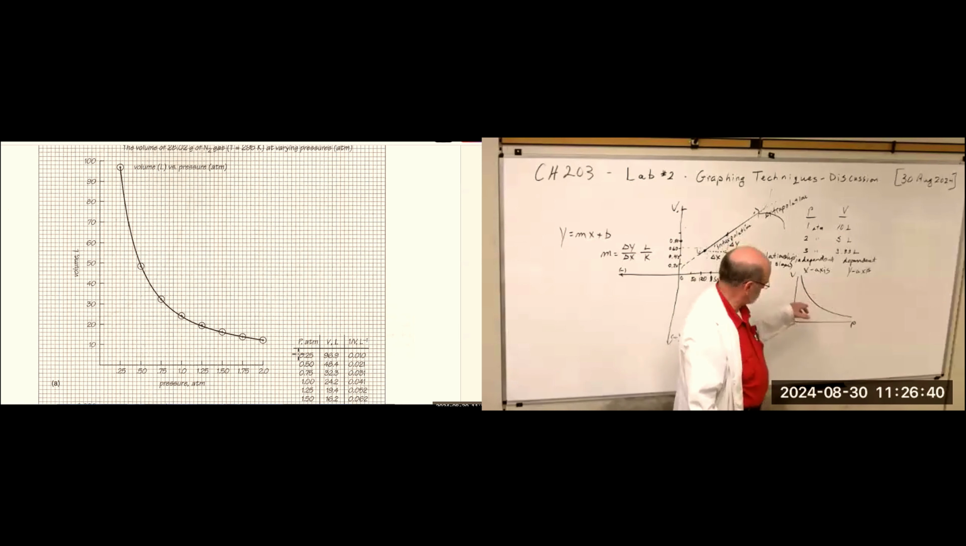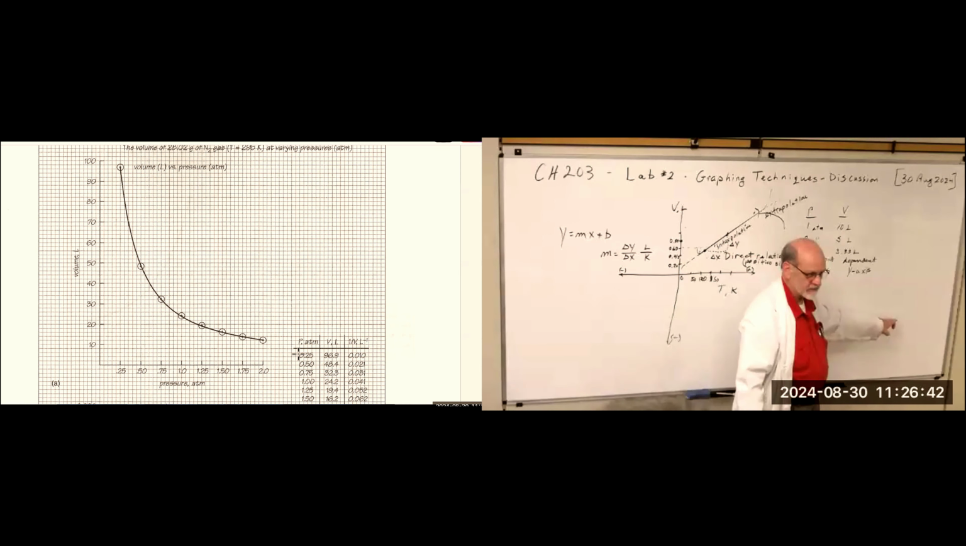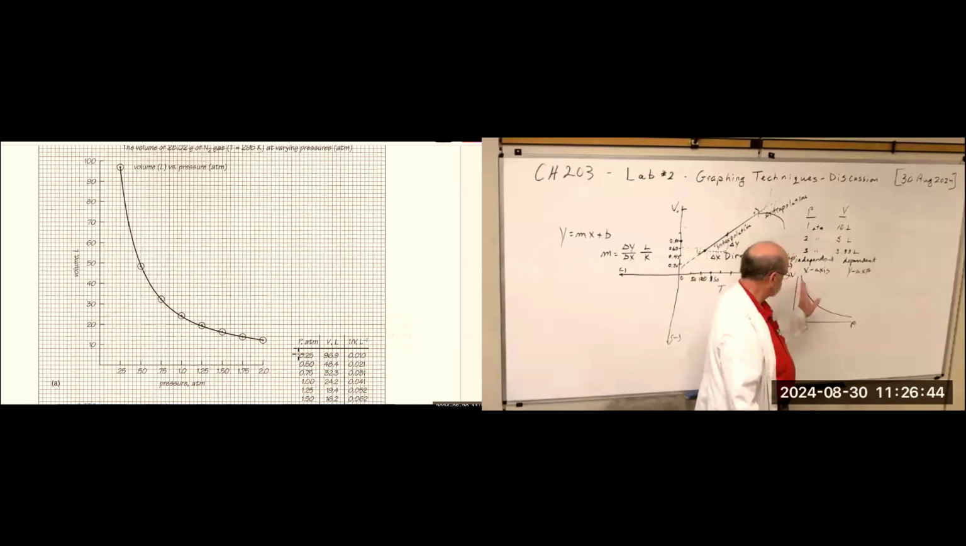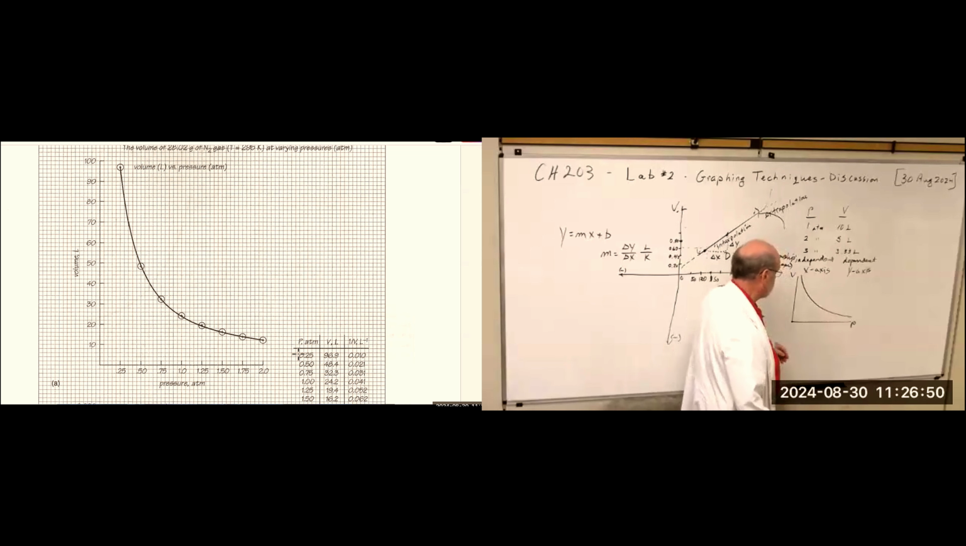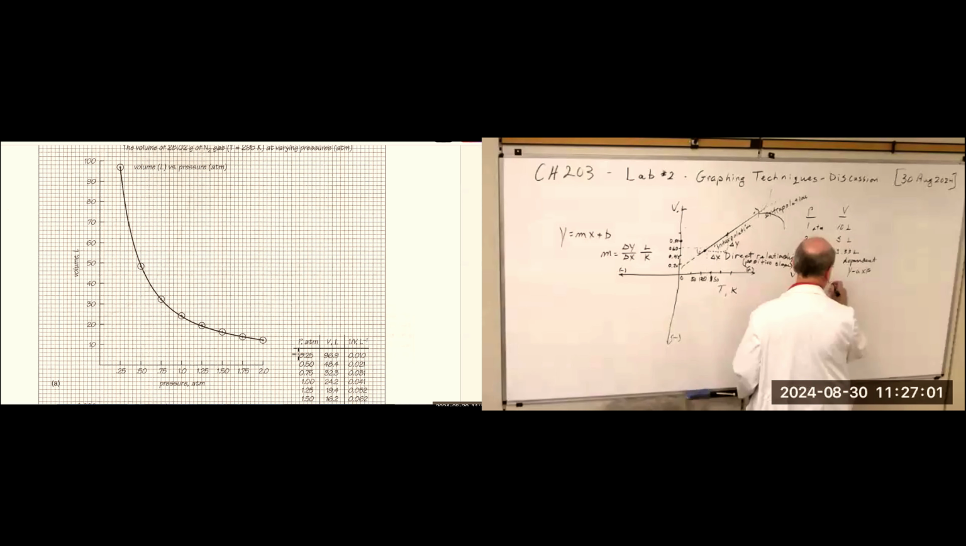A characteristic of a hyperbola is this tail goes out here and never touches the axis. This tail goes up here and never touches the axis. But anywhere on that line, as the pressure increases, the volume decreases. Right? This is an inverse relationship.